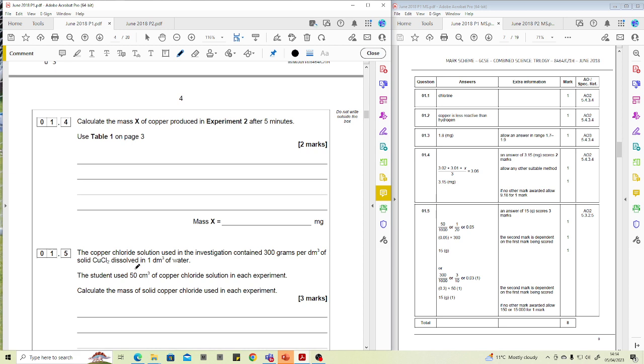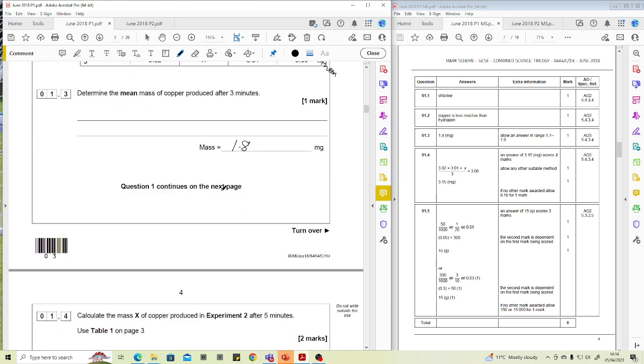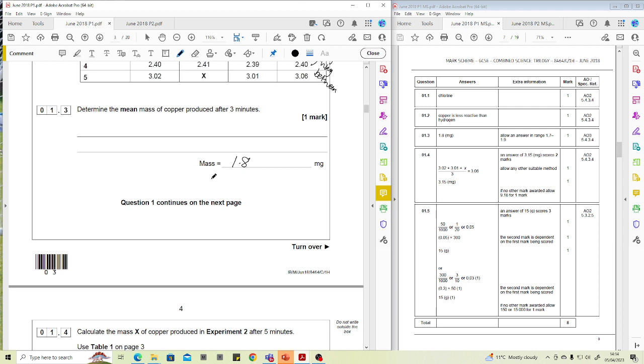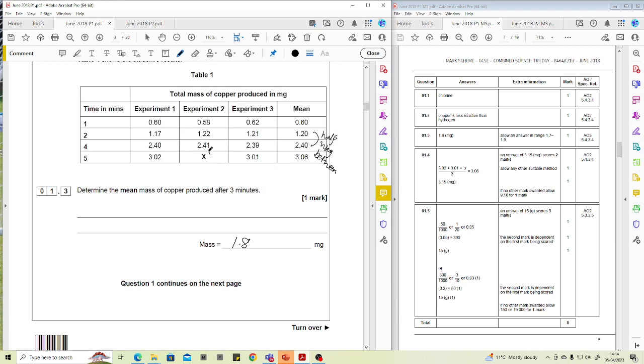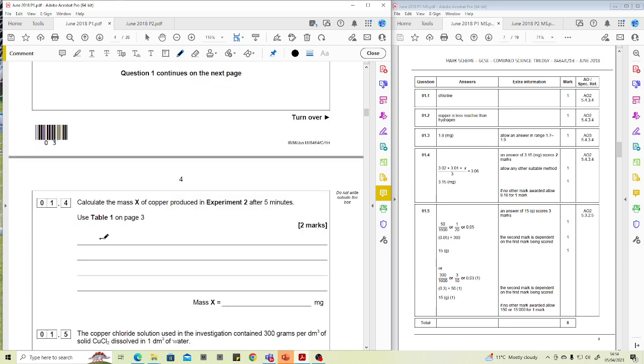And the mass X of copper produced in experiment 2, so we've got a calculation that you can see on the mark scheme as well, but let's just make sure that we understand what we're doing. Experiment 2 is the bit that we need, and here's our mean value. So we're going to use all of these, the sum of all of these values divided by 3 to make 3.06. And our computed value is 3.15.